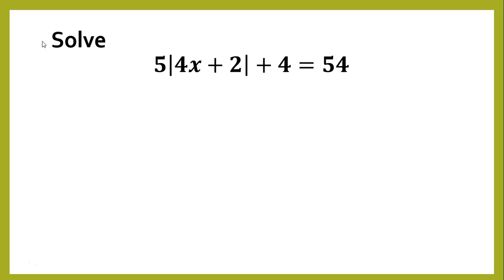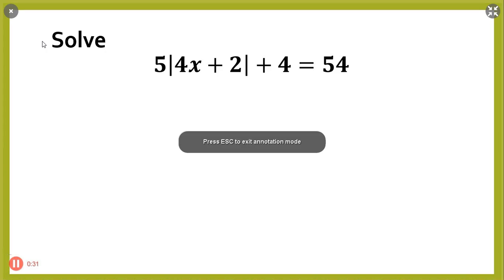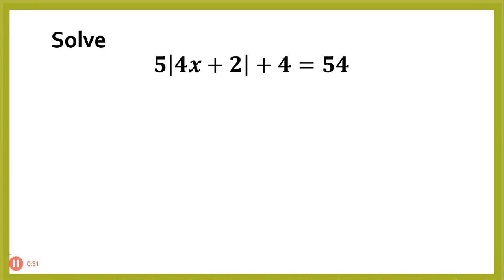So let's look at this first equation. Remember, whenever you're solving an absolute value, you have to isolate the absolute value first. So this is my absolute value. I need to get rid of anything in front or behind the absolute value by moving it to the opposite side of the equation.